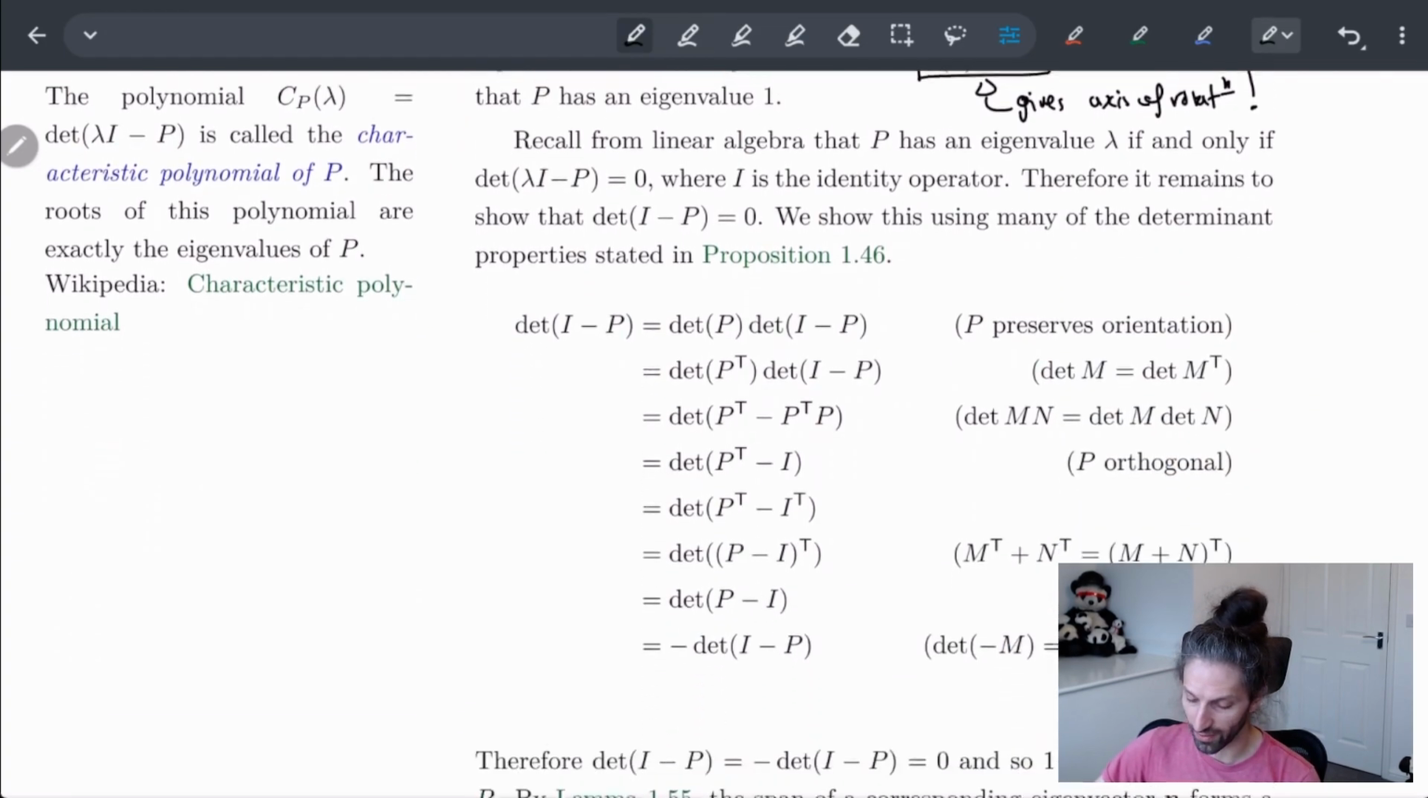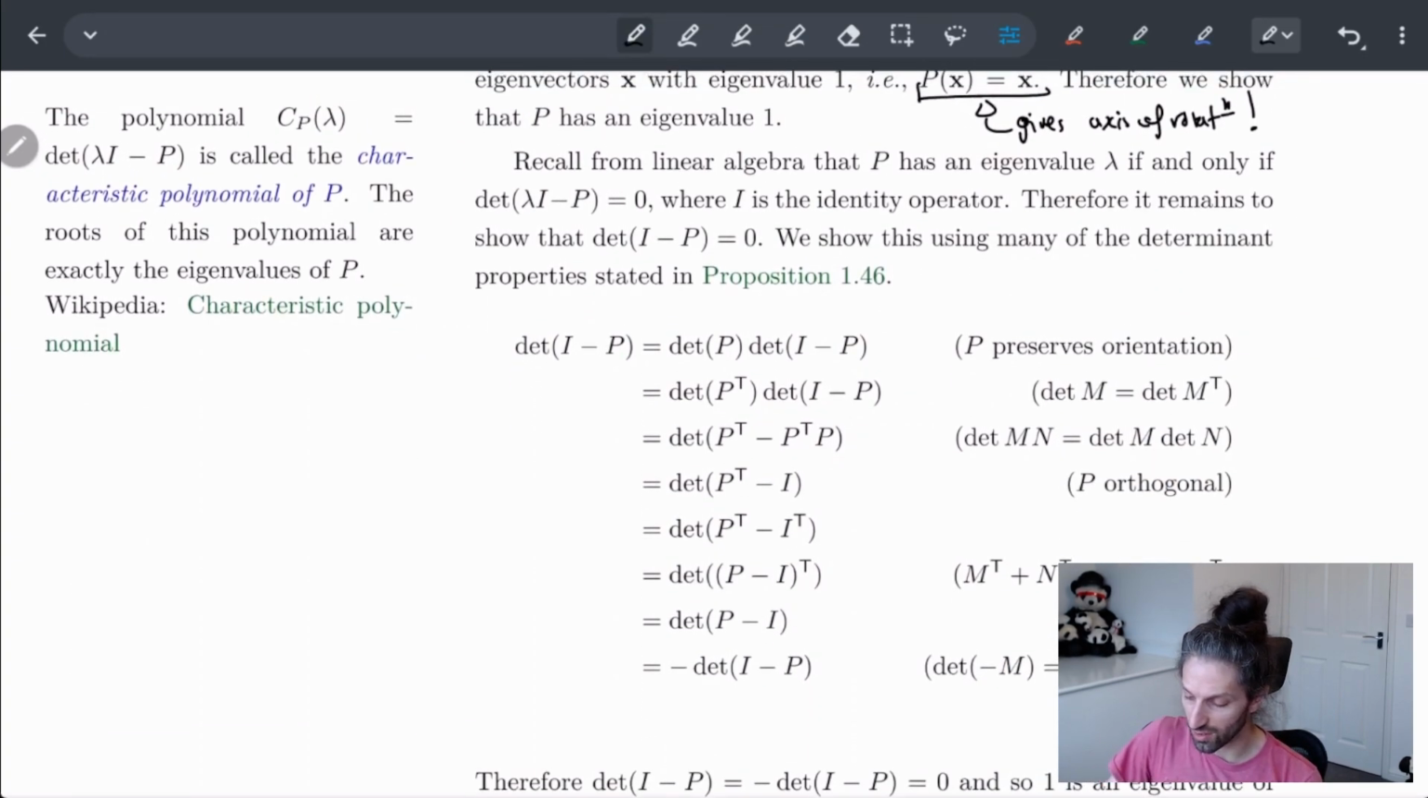Okay, so how do we find the eigenvalue? P has an eigenvalue lambda if and only if the determinant of lambda I minus P is equal to 0. Now, if you go back and try to recall, what is this? This, recall, is called the characteristic polynomial. So you can look this up if you don't recall what this is. In essence, you just want to solve this equation. I is the identity operator, and lambda we want to show is equal to 1.